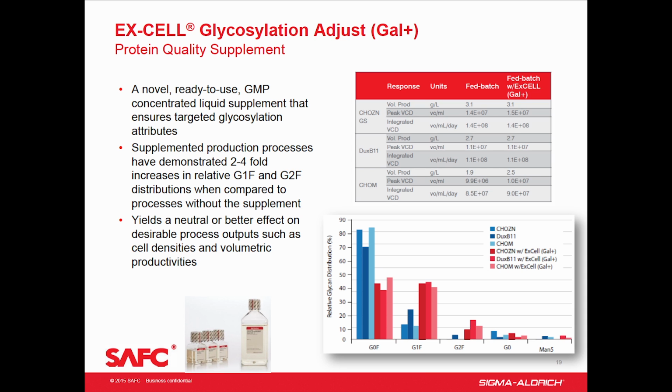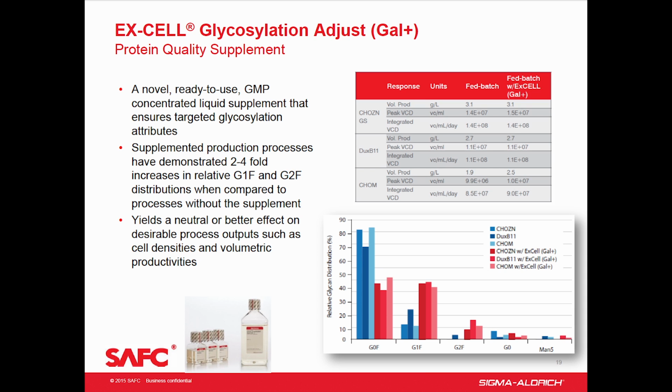And it does so well that you probably need to titer it in a little bit. If you put too much in, you'll over-glycosylate your protein. It's a novel, ready-to-use GMP concentrate, and it has a positive response for glycosylation or higher order.